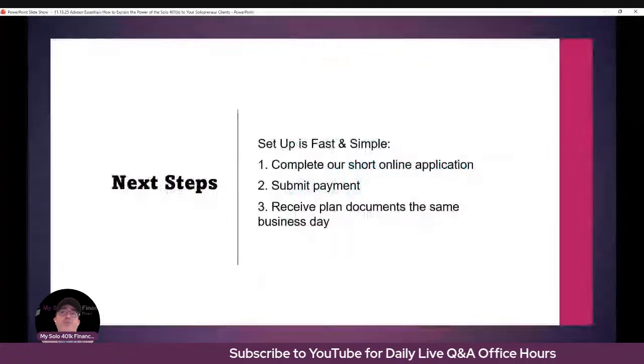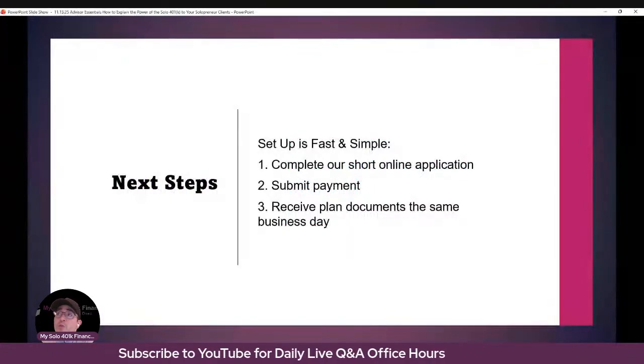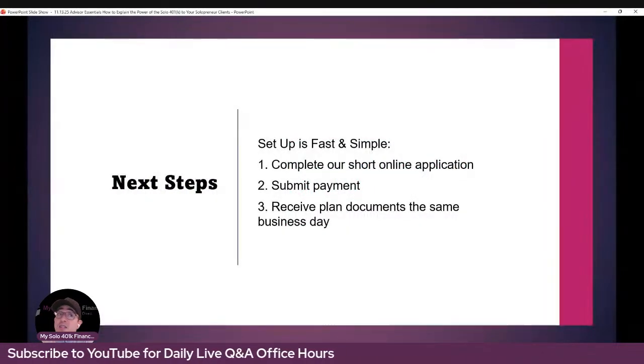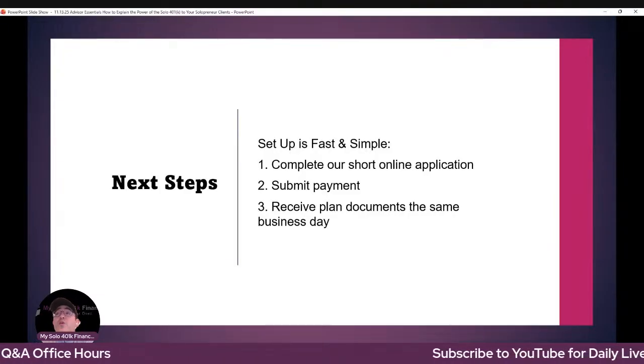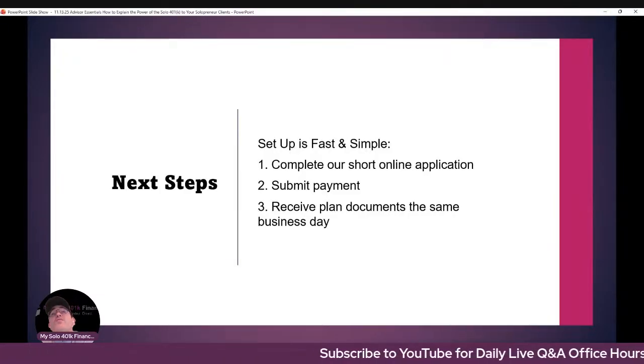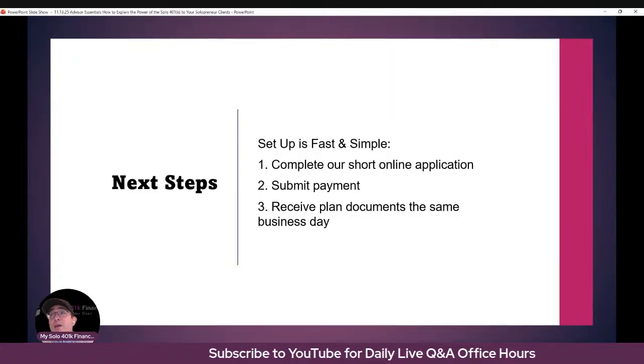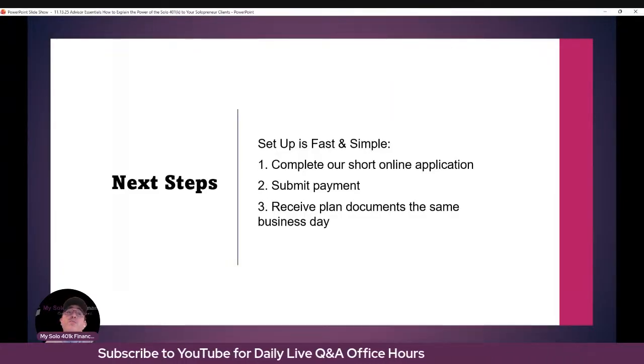So next steps would be to complete our quick 1-minute application. You can find it easily at mysolo401k.net. Just click on open account and then solo 401k. Once we receive the application and payment is made, we prepare the documents within the same business day.